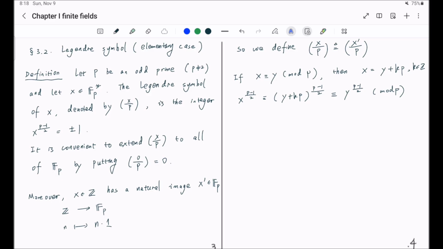And it's also clear from the definition that the Legendre symbol is multiplicative, just by definition. And in the fancy mathematical language, this means that the Legendre symbol is a character.